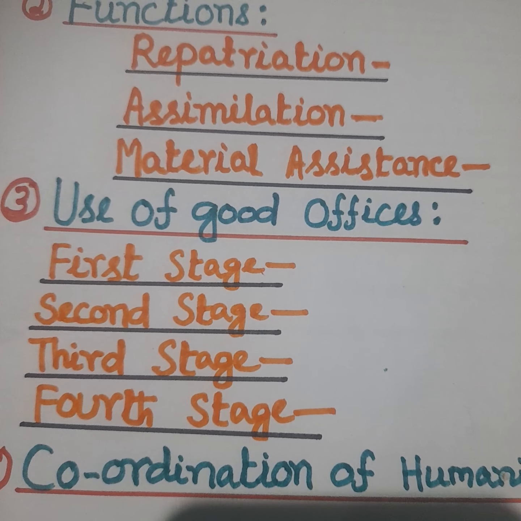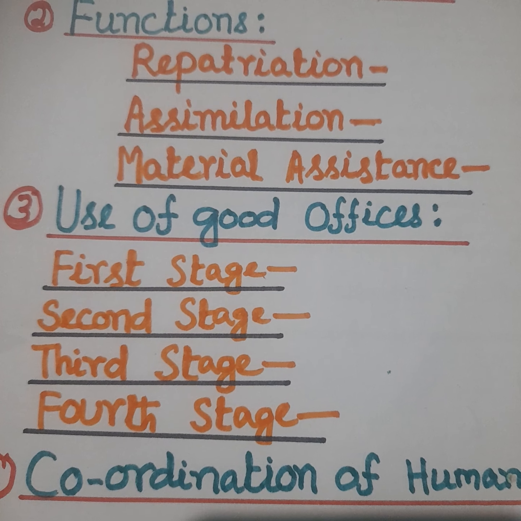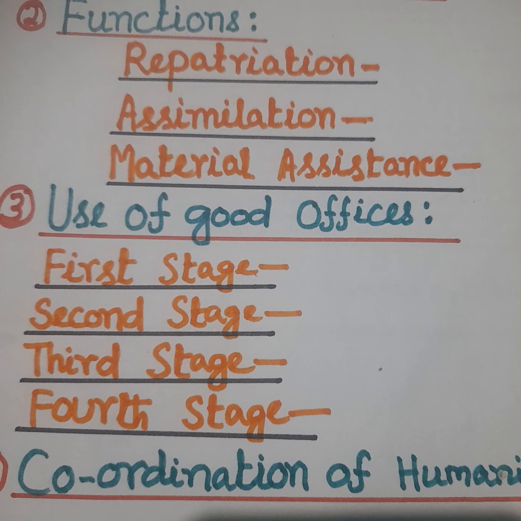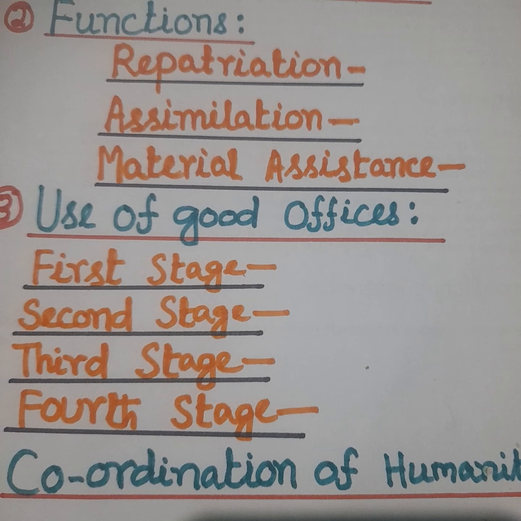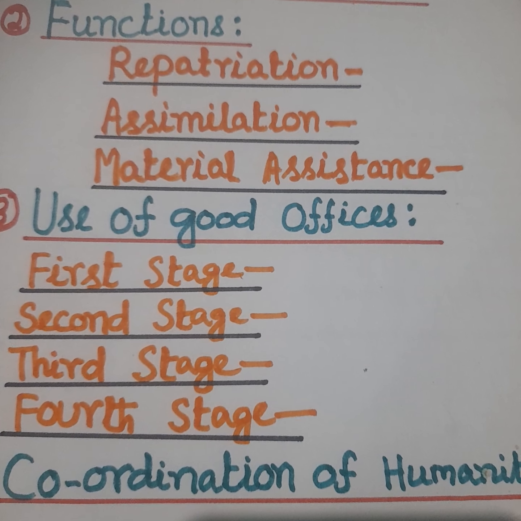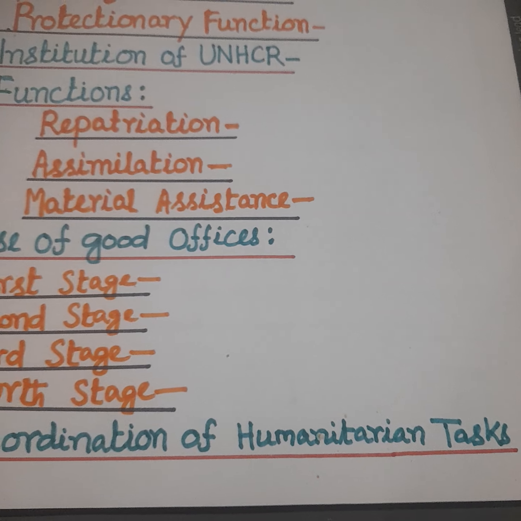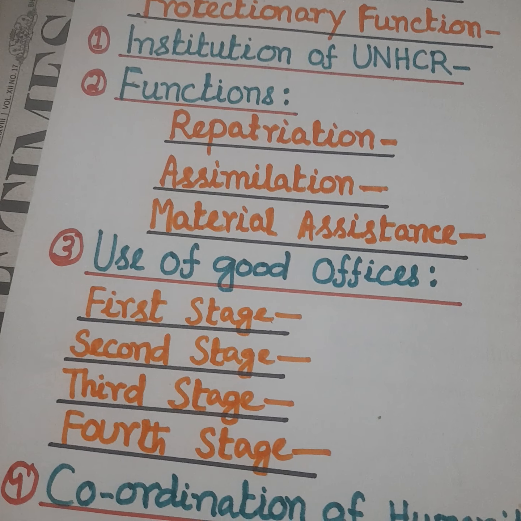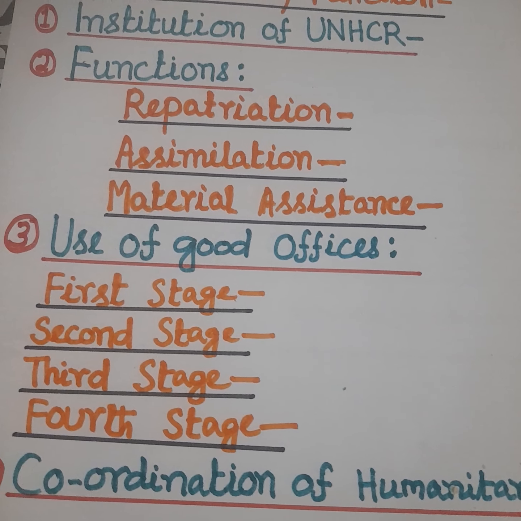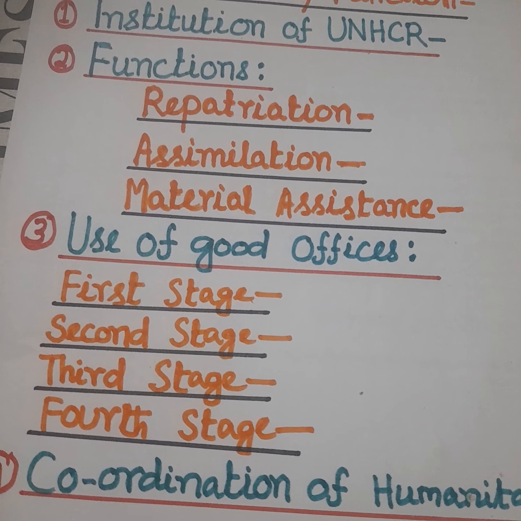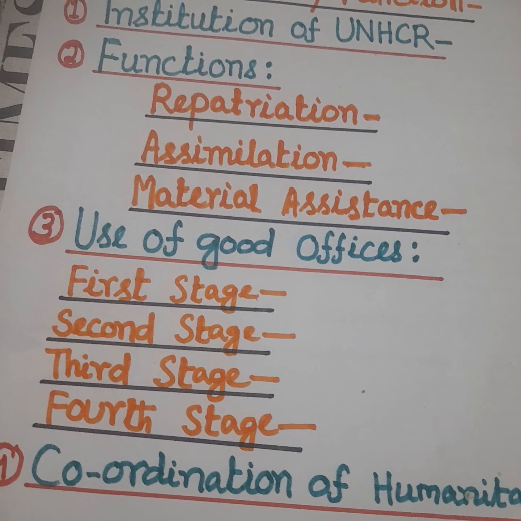So, the use of good offices of the High Commissioner developed in four stages, in four different international refugee cases, such as the Chinese, the Hungarian, the Algerian refugees, and also the Angolan and the Sudanese refugees. And now we'll go to, finally, the coordination of humanitarian tasks. In regard to that, the need for active cooperation and increasingly extensive coordination among United Nations agencies has long been a favorite topic for government representatives in the General Assembly and the Economic and Social Council.